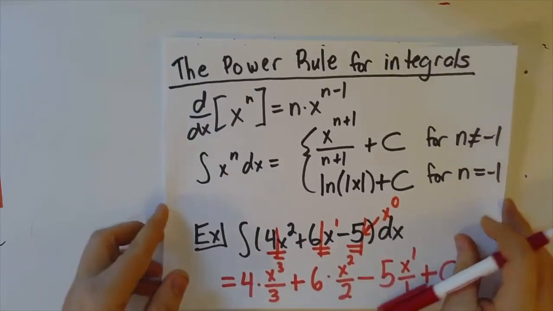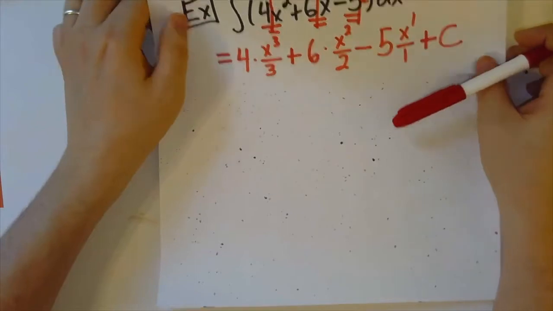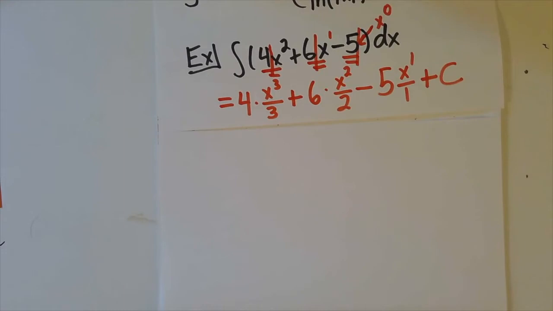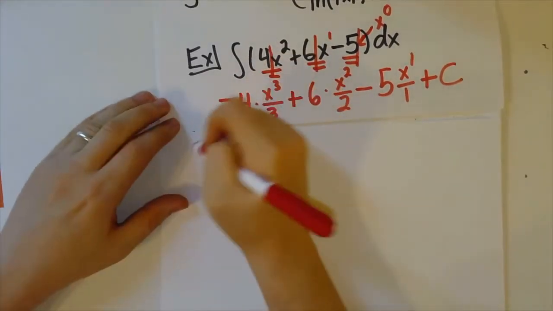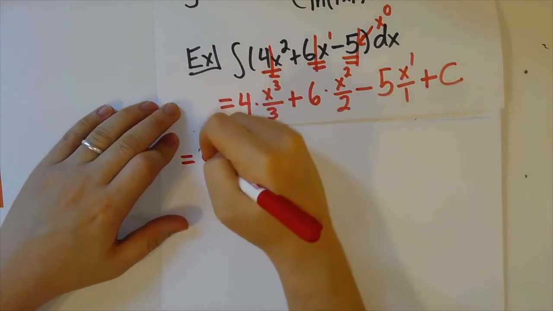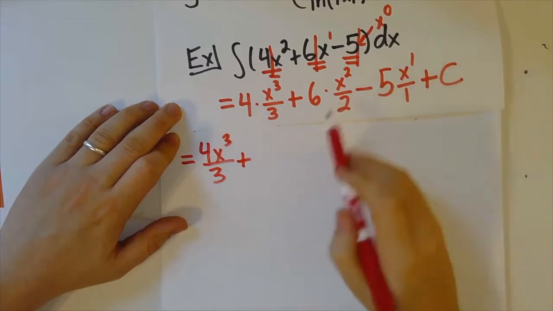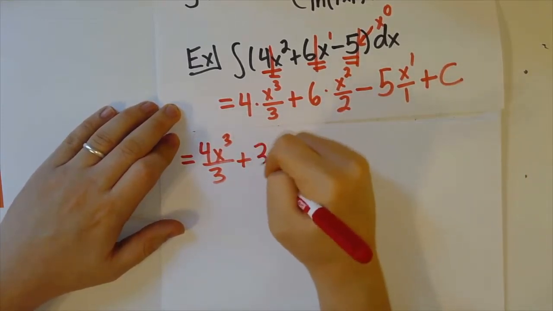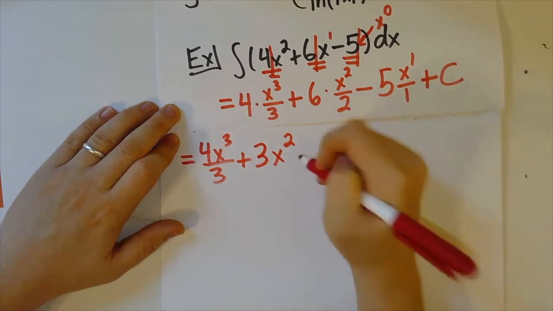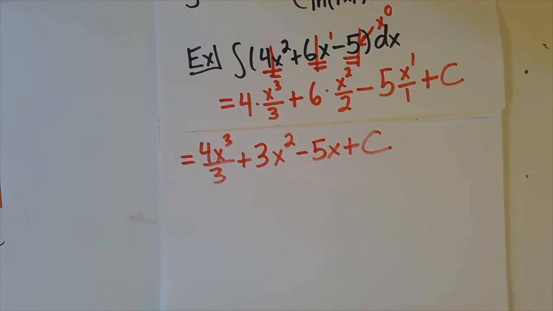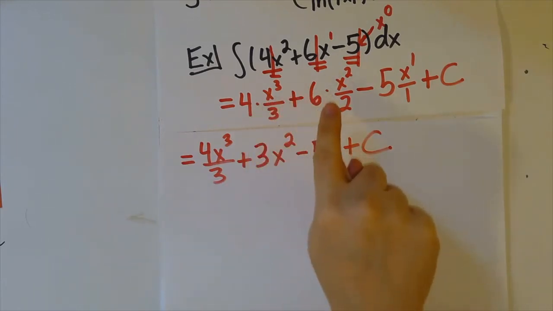Now, of course, we probably want to simplify that a bit. I definitely want to simplify that a bit. And to simplify that, we just have to collect all of our terms here. So I'm going to write this. This is 4x cubed over 3 plus, and then that 6 halves is 3, so just plus 3x squared minus 5x plus c. Okay, so that will be our answer to the integral of 4x squared plus 6x minus 5.